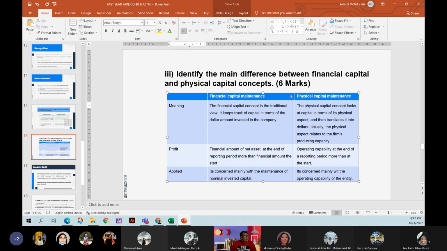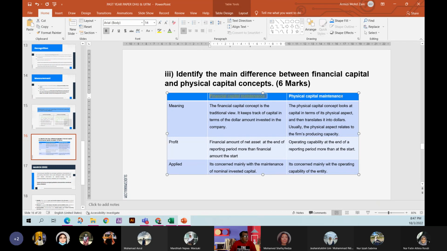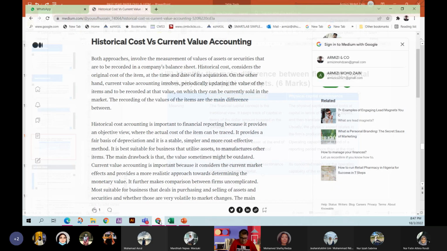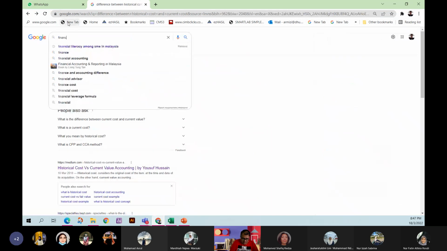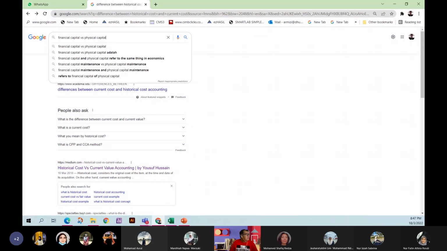Yang ni dia cerita pasal financial capital and physical capital. Tapi financial capital maintenance pula you cerita. Topik jawapan ni betul tak? Tak betul. So ada cerita financial capital and physical capital. Semalam saya ada Google kan, financial capital dan physical capital macam mana? Financial capital versus physical capital. Yang semalam ada mesin lah apa semua semalam.